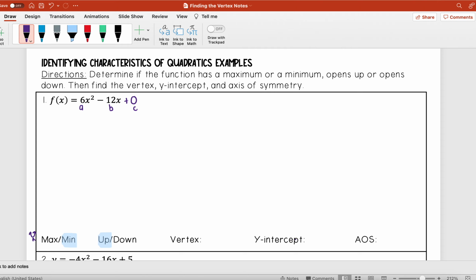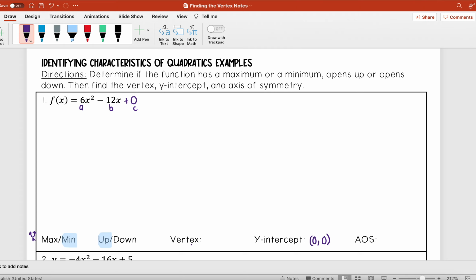I can also tell my y-intercept just by looking at this function, because my y-intercept, again, that's always my c value. So it's going to be 0, comma, whatever c is. Here, c is 0, so that means that my y-intercept is 0, comma, 0.